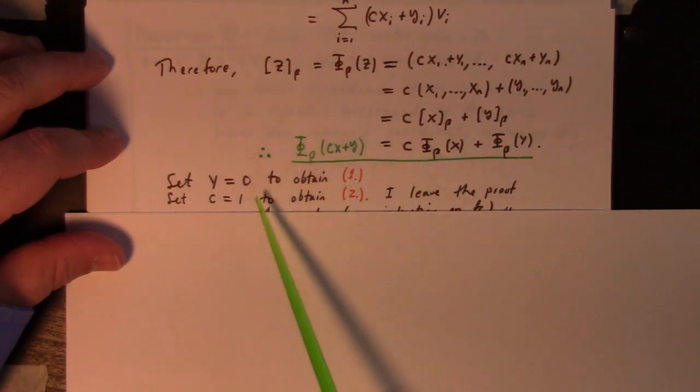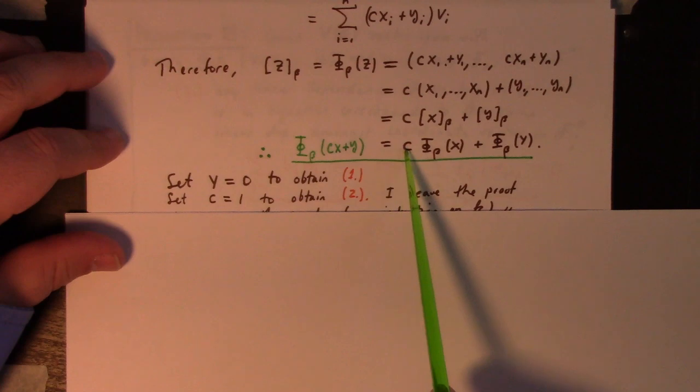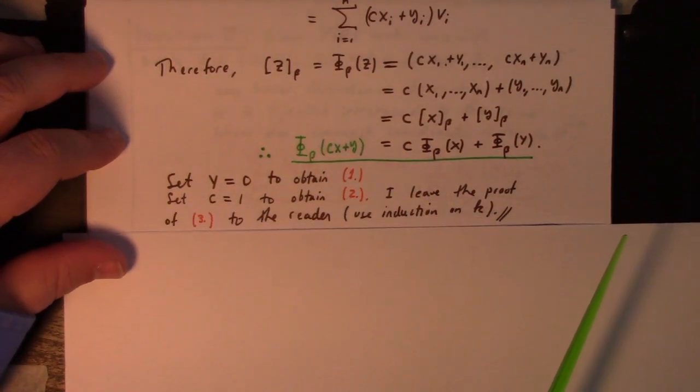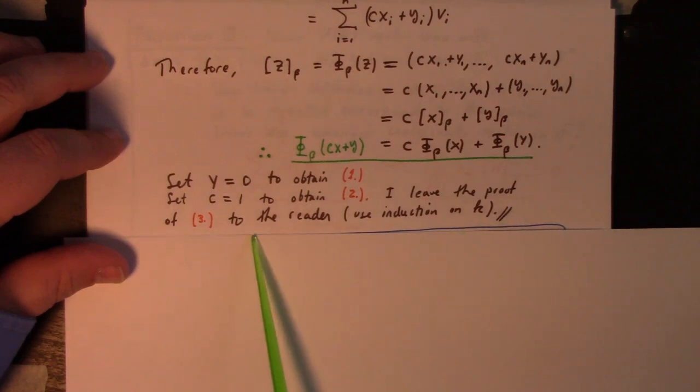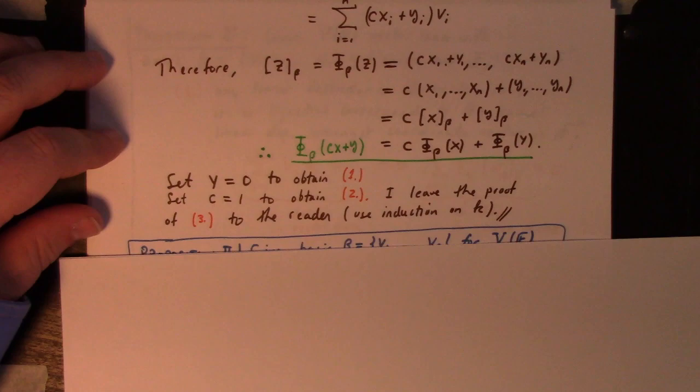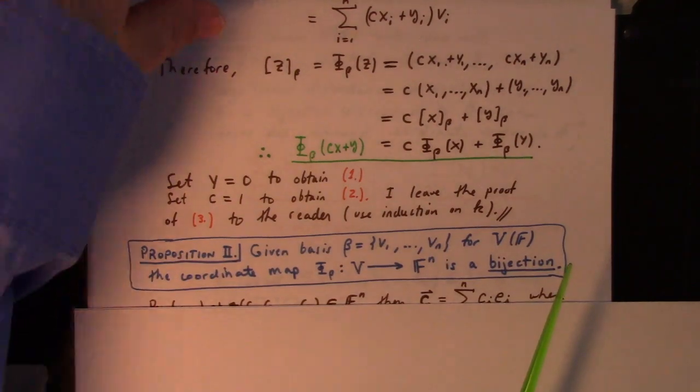That I can pull a constant out, and then if I put c1 equal to 1, then that gives me the additive. It gives me part 2 of proposition 1. And I'll leave the proof of 3 to you guys. You could use induction on k if you wanted to slog through the details there. That brings us to proposition 2.